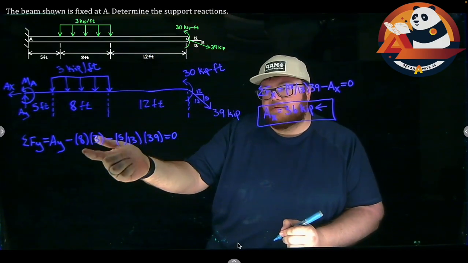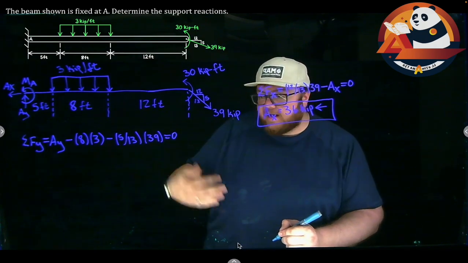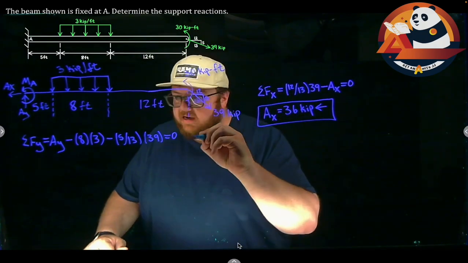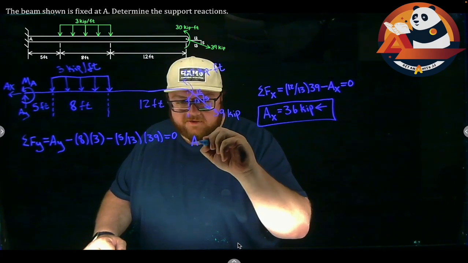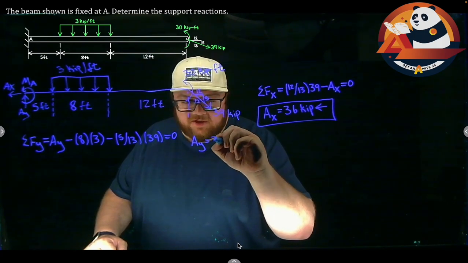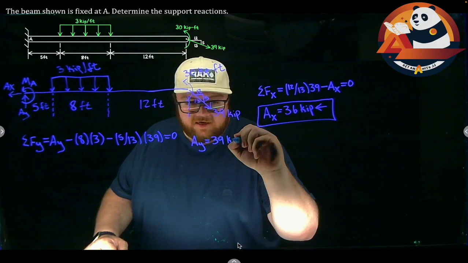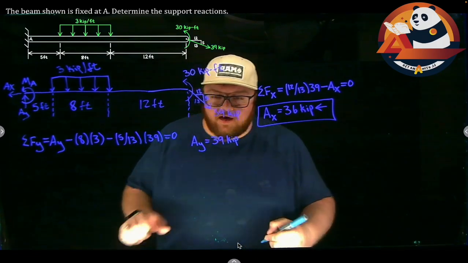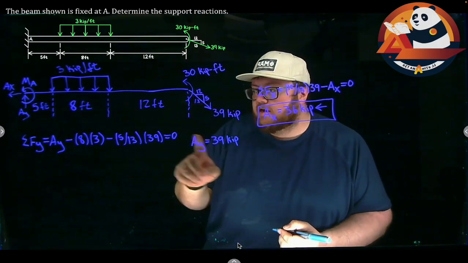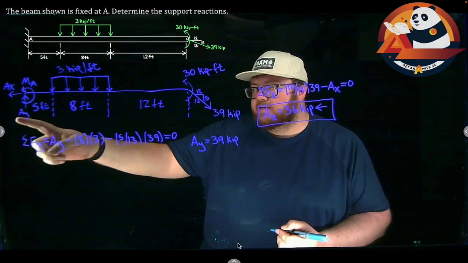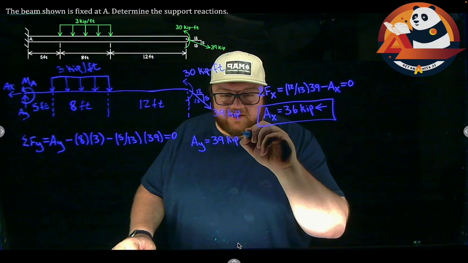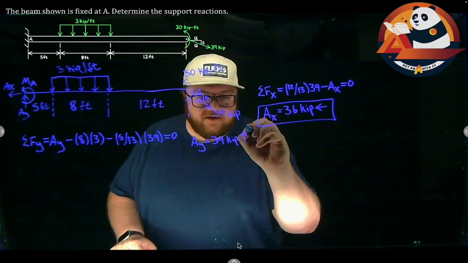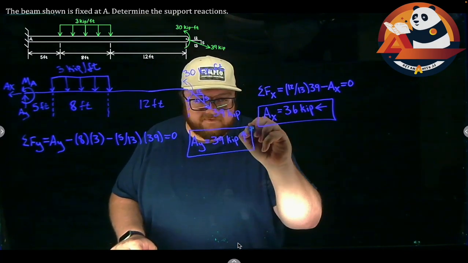Just moving my two negative terms to the other side, I get an AY equal statement. I'm actually going to end up with my AY is 39 kips. I get a positive number when I solve my equation, which means I guessed the right direction for AY in my free body diagram. I can get that direction labeled in my answer, going up.